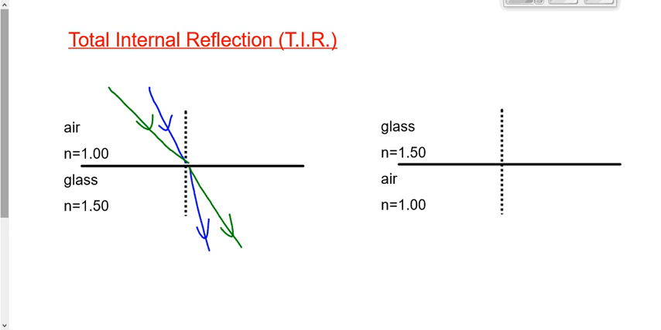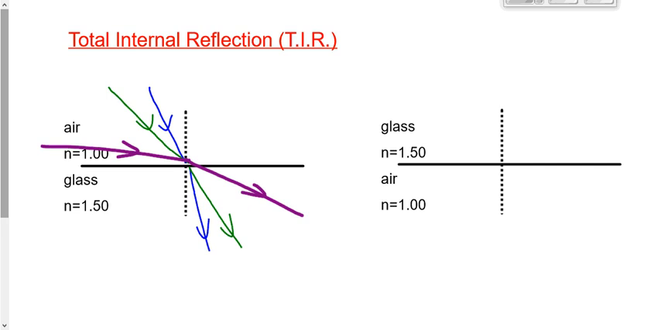Doesn't matter how big we make theta 1, the same thing is going to happen. I can make theta 1 like 80 degrees. When I make theta 1 80 degrees as measured from the normal line, theta 2 is going to be really, really big, but it's still going to be smaller than theta 1 every single time.